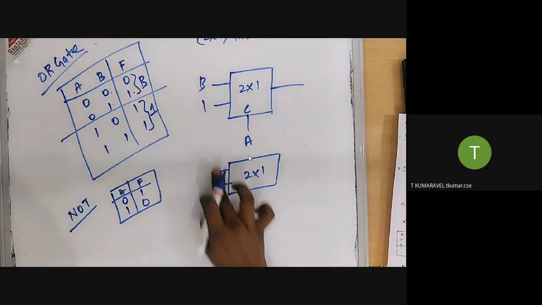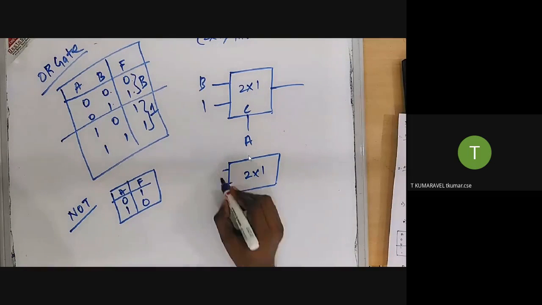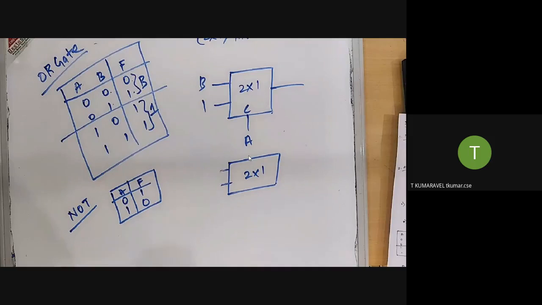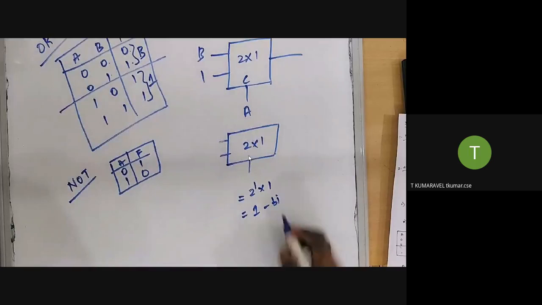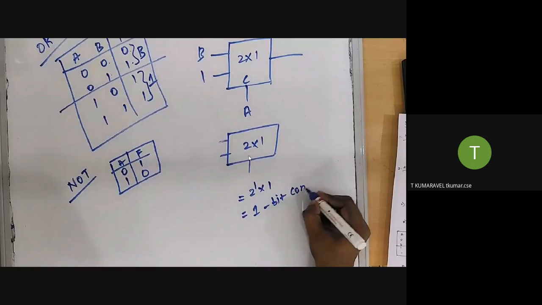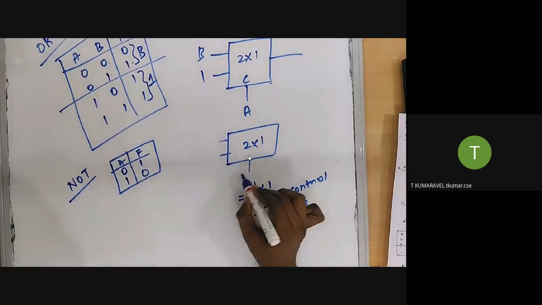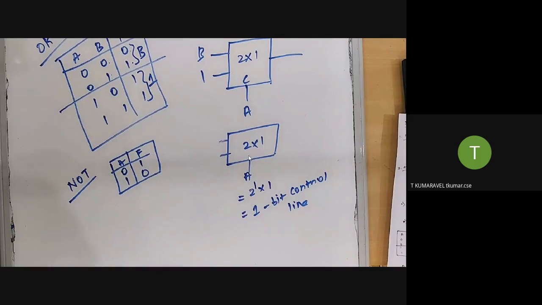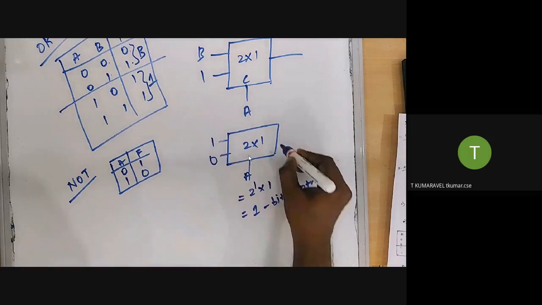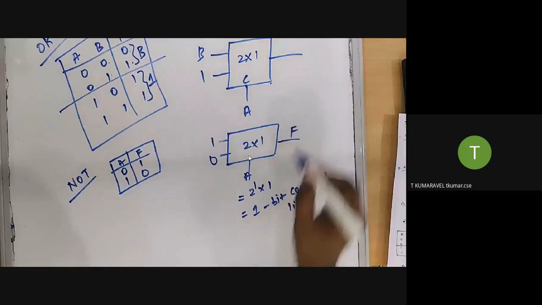Okay, how do you do that? Here only one variable is there. So for example, this is 2 power 1 into 1. One bit is acting as a control line, so A is acting as a control line. Now F is acting as a data line. Okay, so 1 0, it produces output as F.